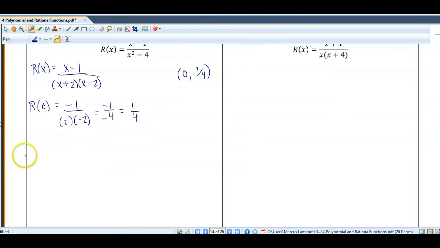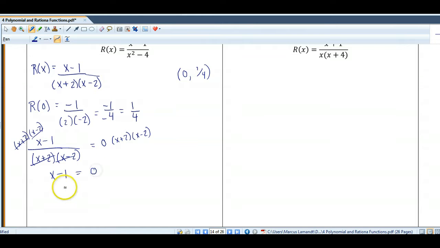Now, to solve for the x-intercepts, I'm going to set this equal to 0. So I've got x minus 1 over x plus 2 times x minus 2, and this all equals 0. If I multiply both sides by x plus 2, x minus 2, this cancels out, and I've got x minus 1, which is still 0. I add 1 to both sides, x equals 1. So my x-intercept is 1, 0. This was part A. For B, there wasn't really anything to do. This is part C.